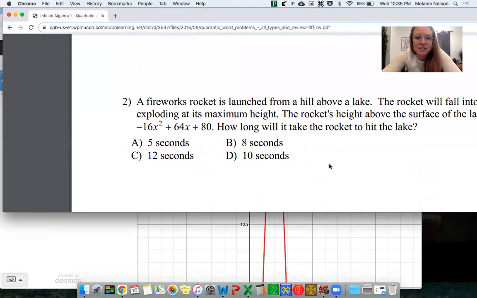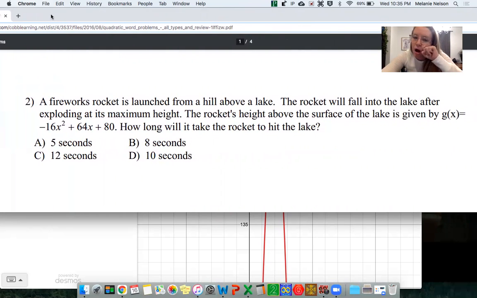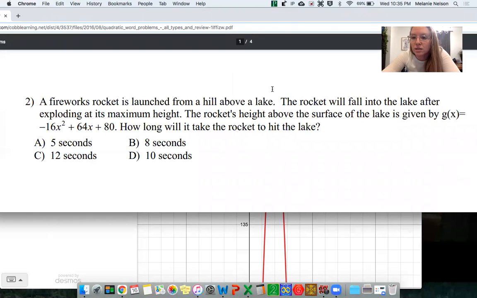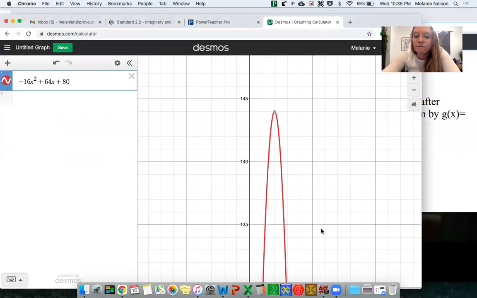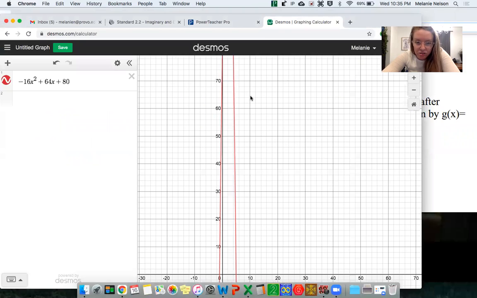Okay, so a follow-up question for this very same quadratic. This second question asks, same situation, firework rocket launched above a lake, but now it's asking how long will it take the rocket to hit the lake? Remember, it's launched from a hill, it's going to hit that maximum height, then it's going to come down and hit the lake at some point. Since our function tells us the height above the surface of the lake, when our function equals 0, that's when we're going to be hitting the lake's surface.